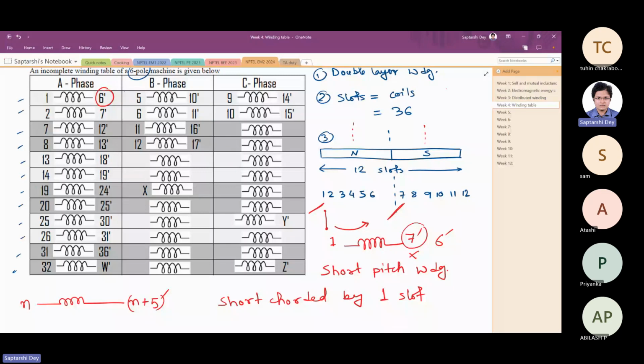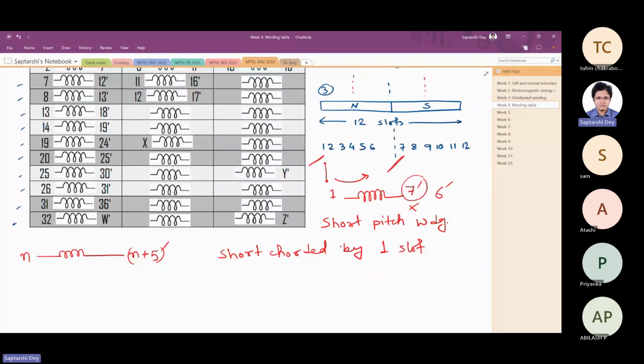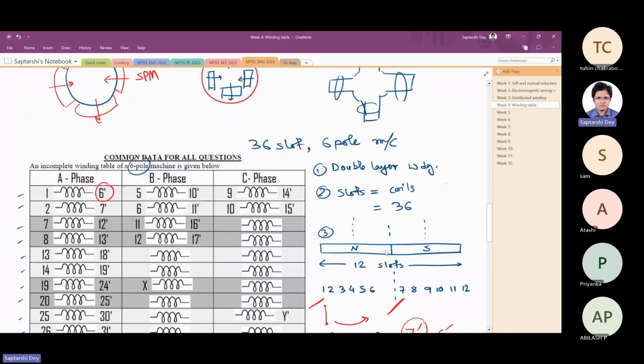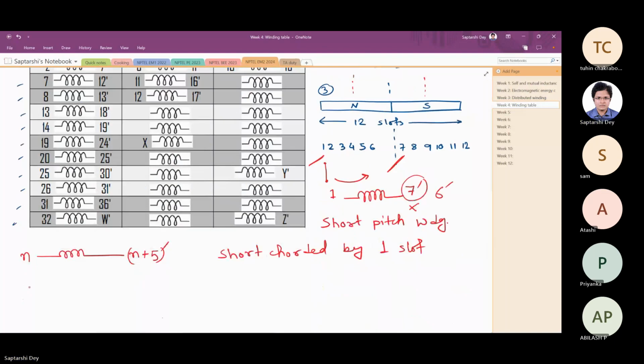So we'll find out one more thing. This is very important. In fact, you should have done this before doing this short pitching and all. This gives a very clear idea about how the winding is going to look like. That is SPP, slot per pole per phase: 36 slots, 6 pole, 3 phase, 2. The 2 slots per pole per phase.